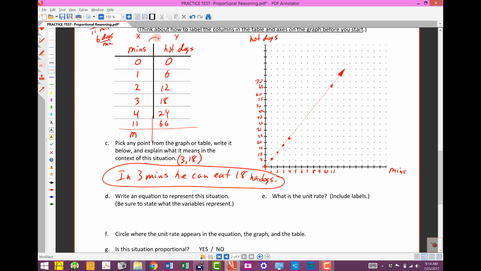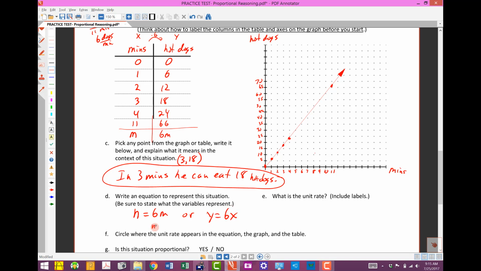Well, if you'll notice this scaling factor, we're multiplying by 6 every time. So what we'd write down is, if this is the number of minutes, then the number of hot dogs would be 6 times the number of minutes. So I'm going to say H equals 6m. Or if you want, you could write Y equals 6x.